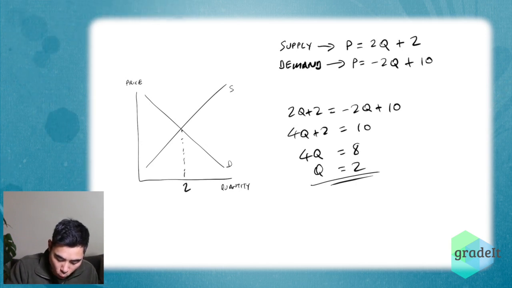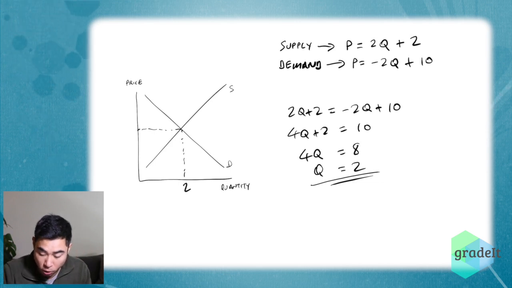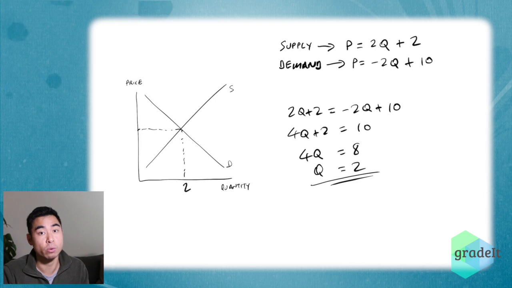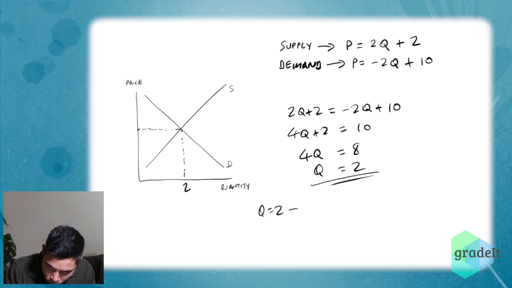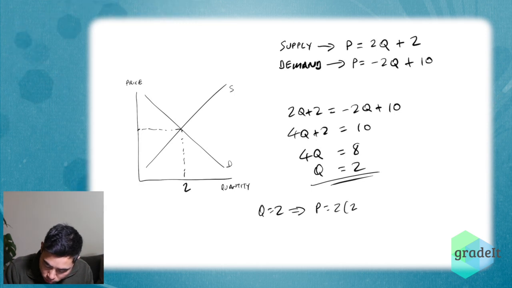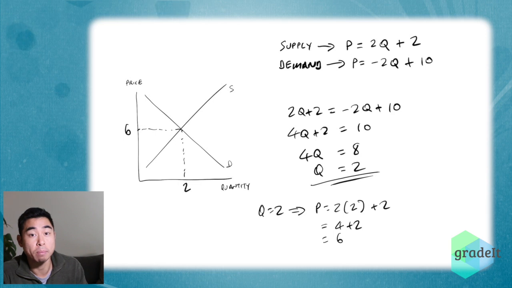And now solving for my price, all I need to do is substitute my value of q. I can substitute that into either my supply equation or my demand equation. Let's substitute it into my supply equation. So q equals 2 means that price equals 2 lots of q plus 2, which equals 4 plus 2, which equals 6. Okay, so there I've solved for my market equilibrium. I have a value for p and I have a value for q.